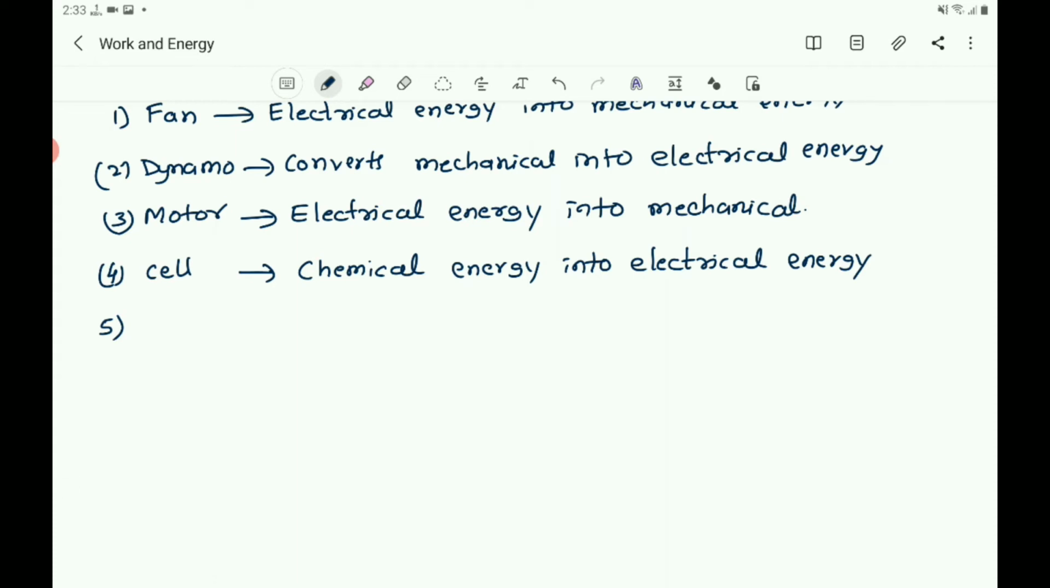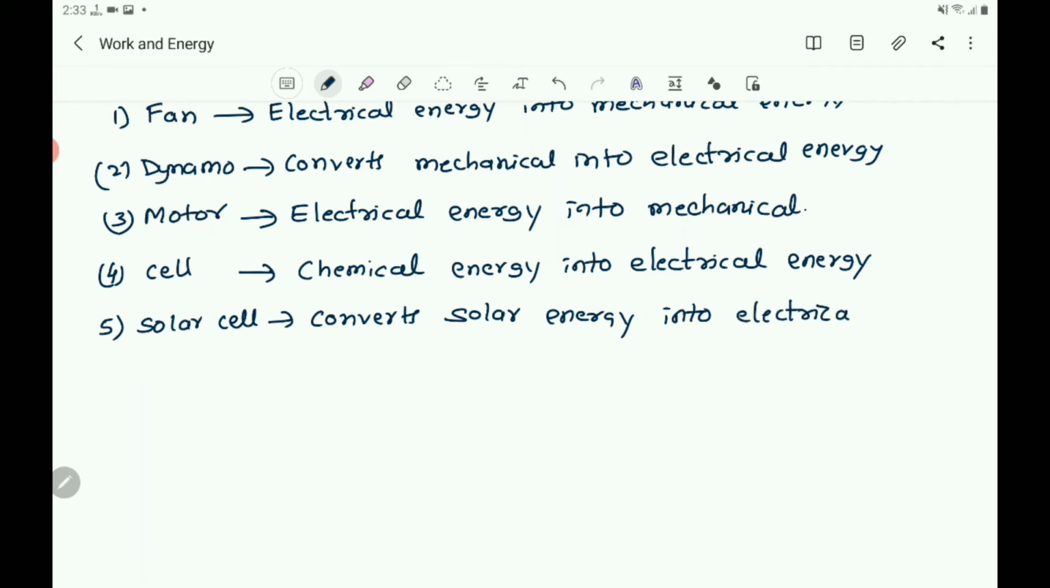And again you can use solar cell. Solar cell converts solar energy into electrical energy. So you take converts solar energy into electrical energy.